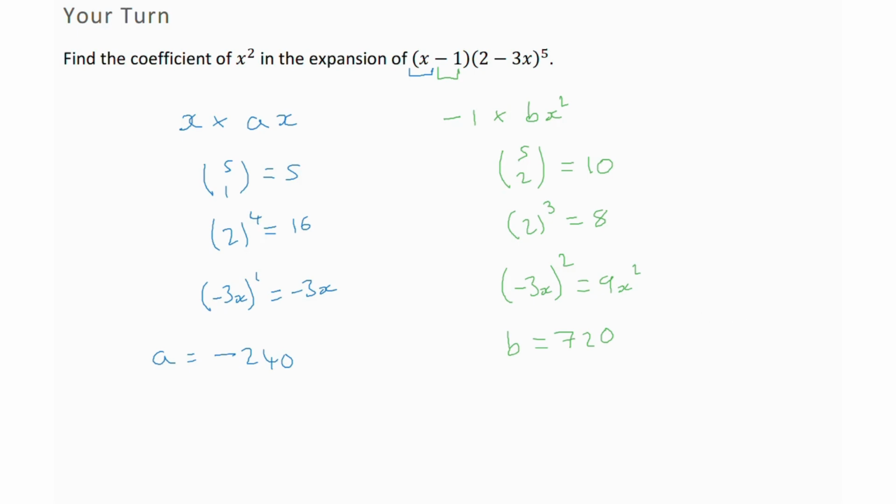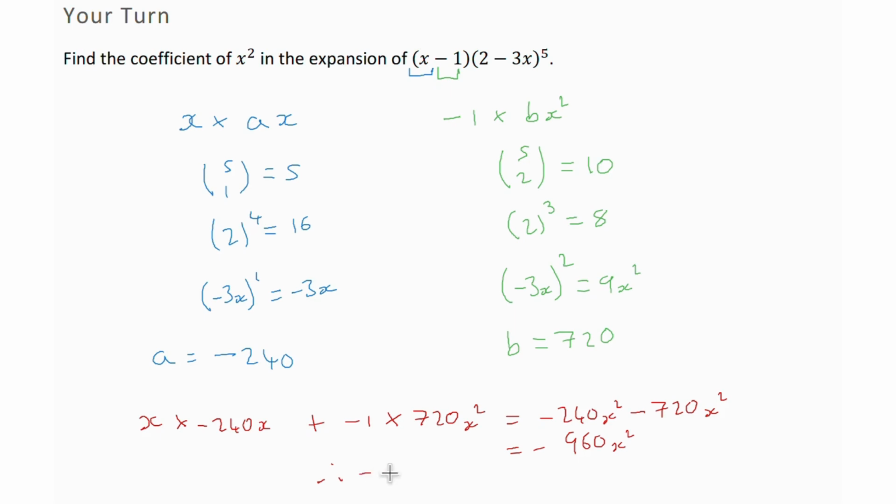Now putting those two bits together, we have x times minus 240x plus minus 1 times 720x squared. Well, that's equal to minus 240x squared minus 720x squared, which gives me a total of minus 960x squared. So the coefficient, the answer, is minus 960.